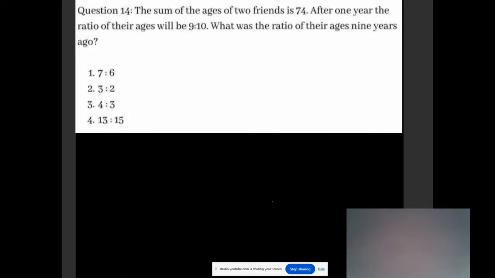Okay, next one. Here they gave the sum of their ages. The sum of ages of A and B, two friends, is 74. After 1 year, the ratio of their ages will be 9 is to 10. What was the ratio of their ages 9 years ago? Ago means before.